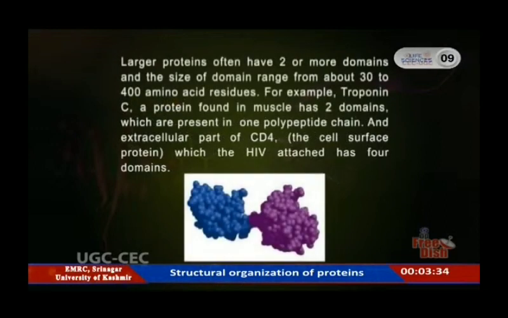Large proteins often have 2 or more domains, and the size of a domain ranges from about 30 to 400 amino acid residues. For example, troponin C, a protein found in muscle, has 2 domains which are present in one polypeptide chain, and the extracellular part of CD4, the cell surface protein which the HIV attaches to, has 4 domains.